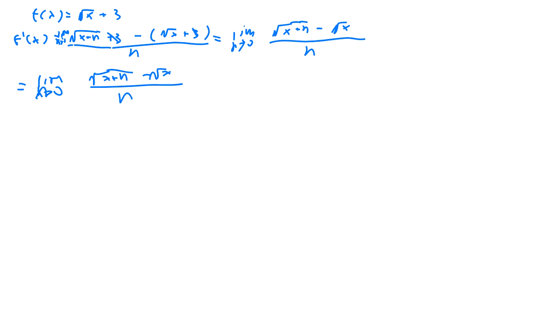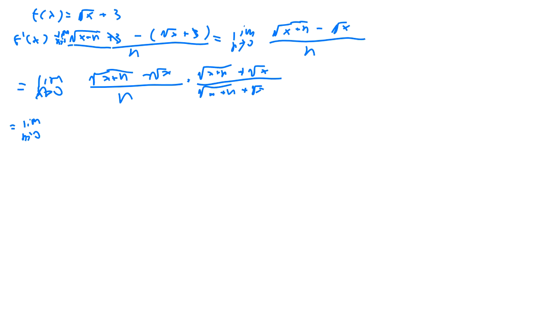So now we're going to multiply top and bottom, so we don't change things, by the square root of x plus h plus root x. The conjugate is that same expression, but we just change the sign. Okay, so we do that, and we get a difference of squares as well.